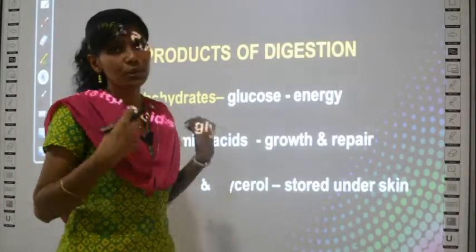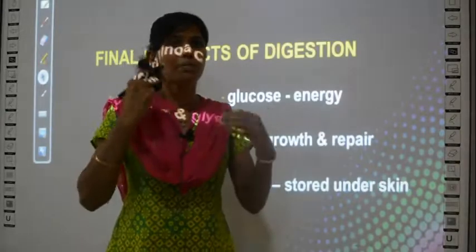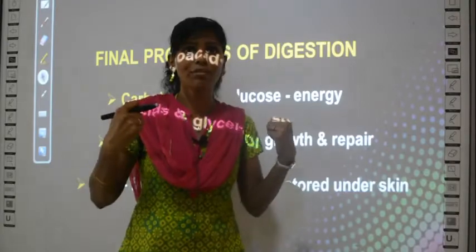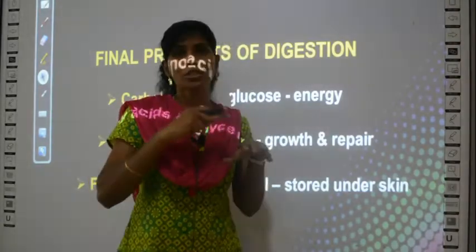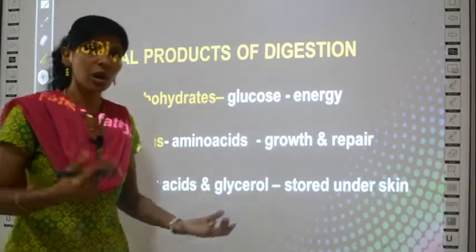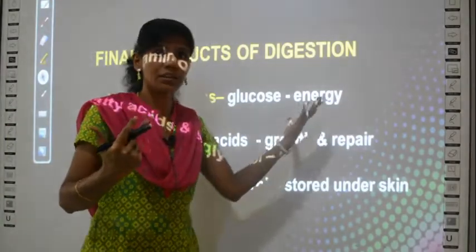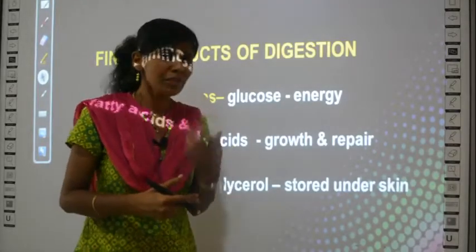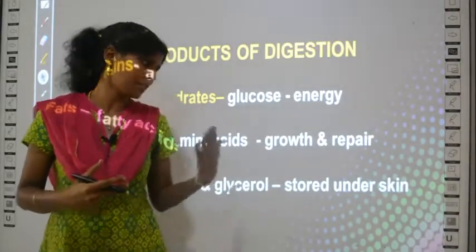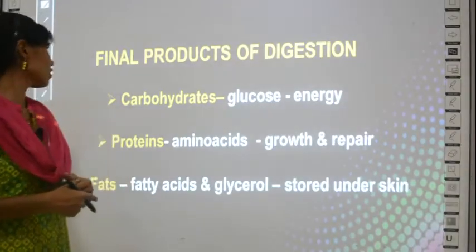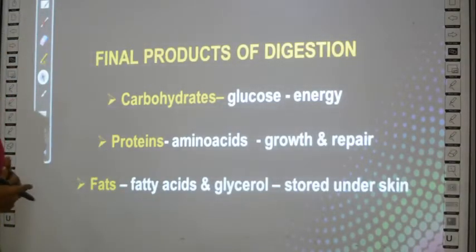See, when you eat so much fat, what will happen? It will be stored under your skin. So excess fat will gain you body weight. Why? Because it is all stored under the skin. Fats are broken down to fatty acids and glycerol, which will not be used like energy, but are just deposited under the skin. So please avoid eating so much fat. Eat in limits. Okay. So this is about the end products, or final products, of digestion.